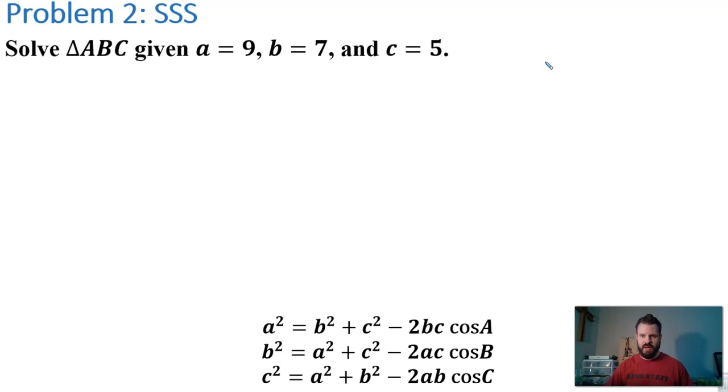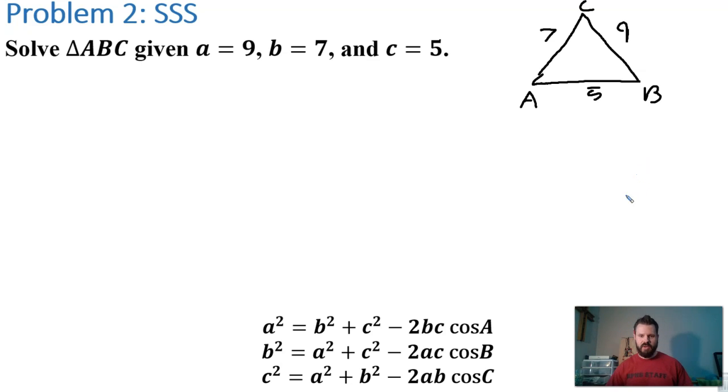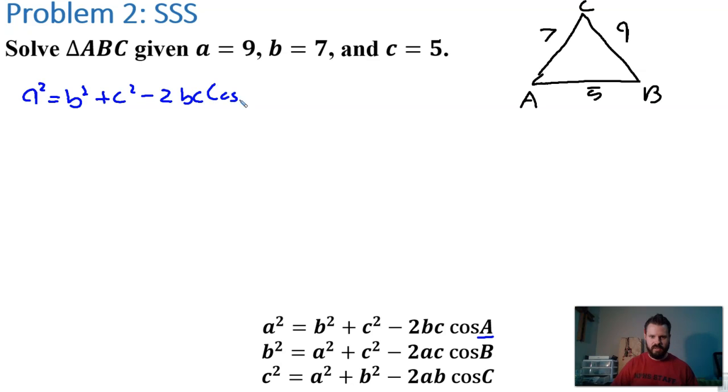I'm going to space this better, so let's put my triangle up here. I'm going to make this one look a little nicer than the last one. So little a is 9, little b is 7, and little c is 5. Again, with this one, I can pick any of these 3 equations to start off with. Let's start by solving for big A. We'll write it all out: a squared is equal to b squared plus c squared minus 2bc cosine A.